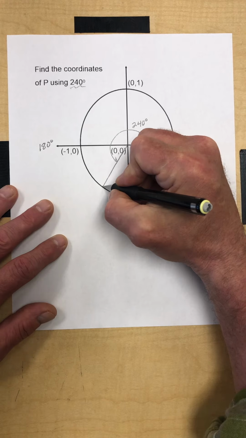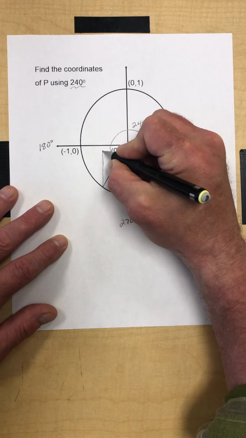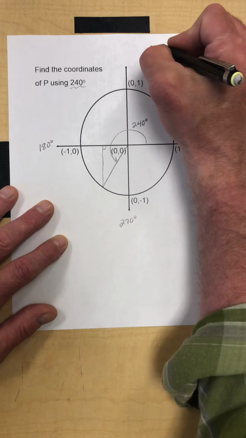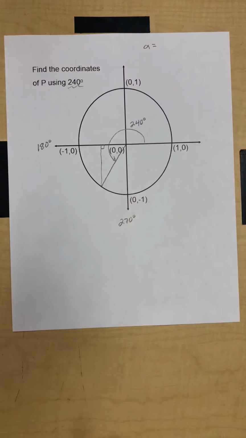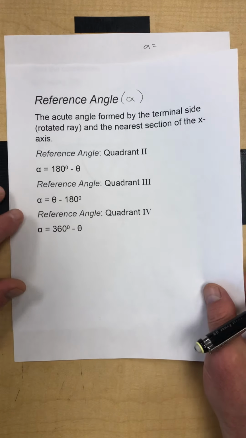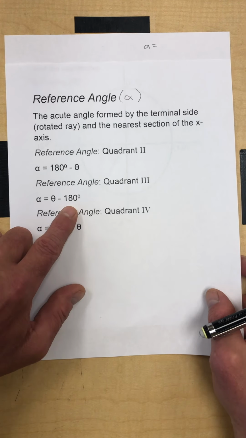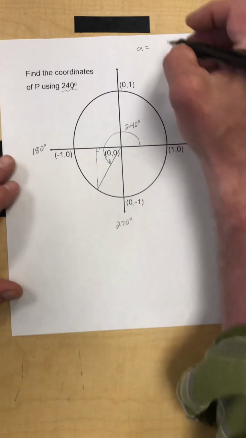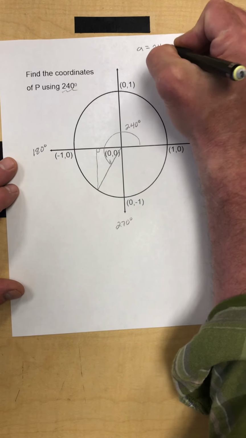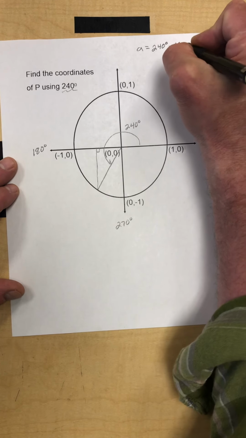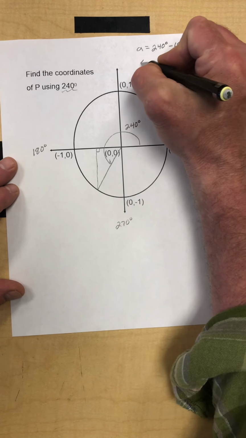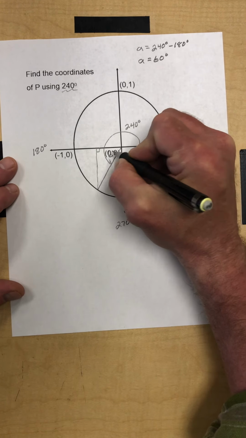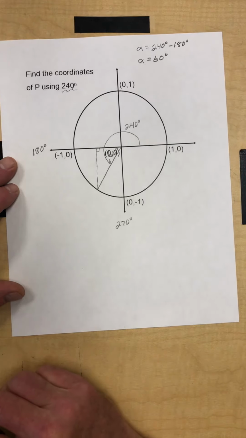Okay, so I drop a vertical line up to the x-axis to form my right triangle, and I need that reference angle in here. So my reference angle, again, going back to this sheet, what do I do in quadrant 3? Theta minus 180. So it's going to be the 240 minus 180 to get my reference angle. So my alpha is 240 degrees minus 180 degrees, and that will give us 60 degrees. So I've got a 60 degree reference angle there.